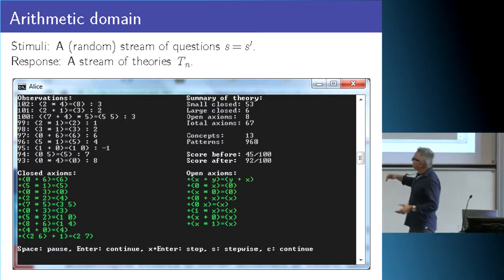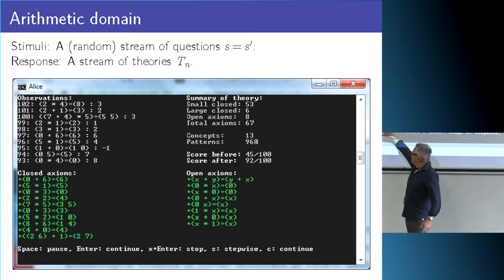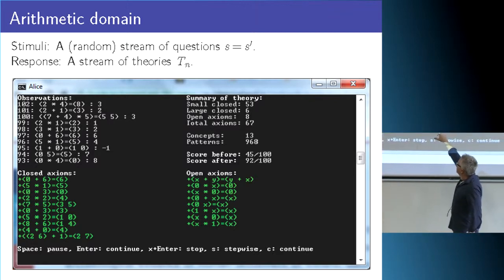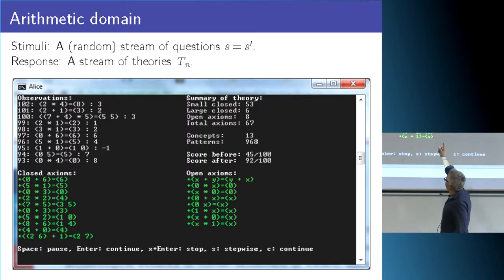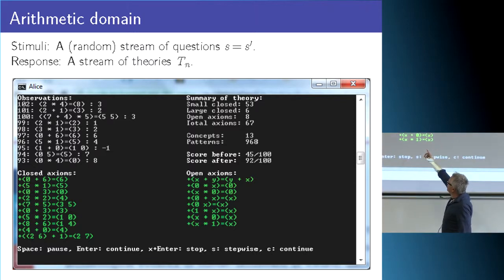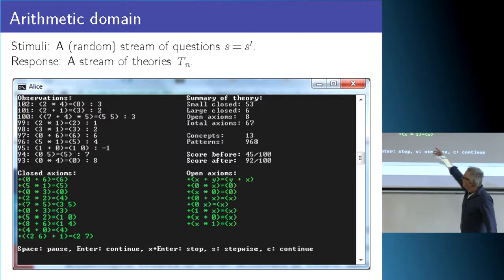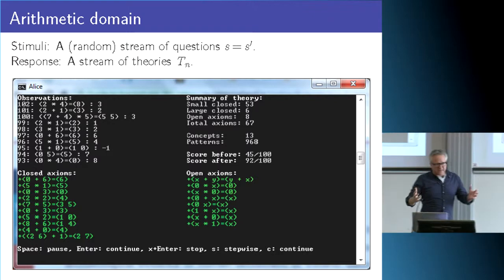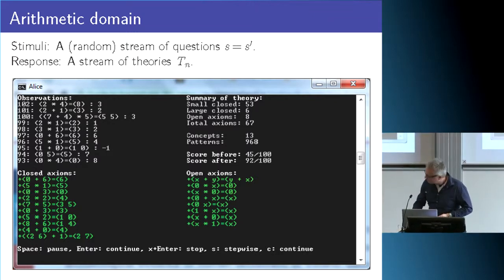And then she gradually develops this theory of the environment. So, for example, she knows there that x plus y equals y plus x. She also knows that 0 times x equals 0, and a few more ones. You see, the ordinary algebraic axioms will develop in this way.